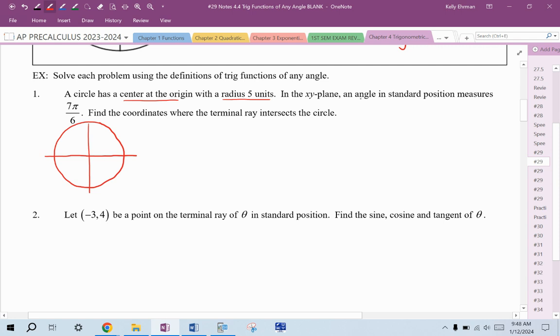In the xy plane, an angle in standard position measures 7 pi over 6. Remember, that just means we have this angle whose initial side is on the x-axis. 7 pi over 6 is one of our common angles. You need to know that it's down in quadrant 3. So this is 7 pi over 6. And we normally label it on our sort of outer edge of our circle, but remember what that means. Excuse me, what that means is that this angle all the way around is 7 pi over 6. This is theta.